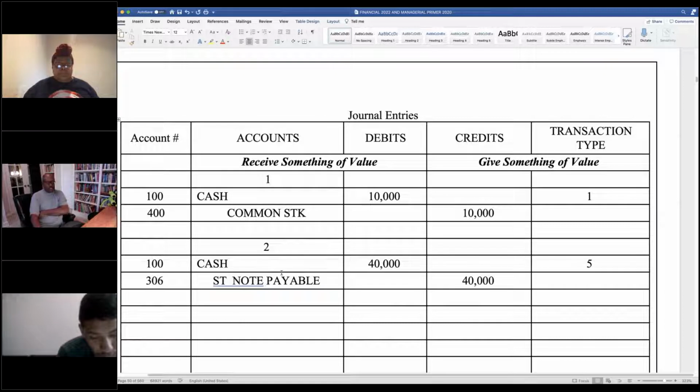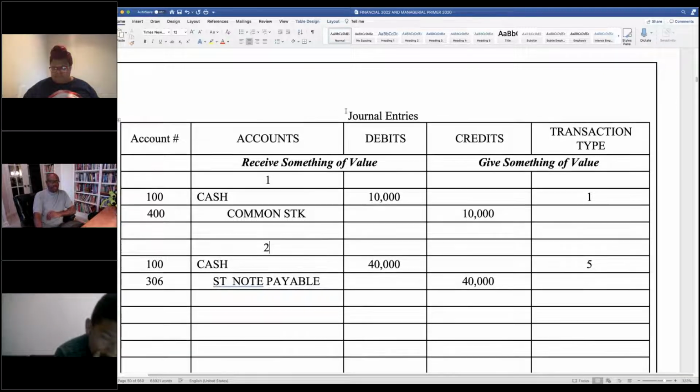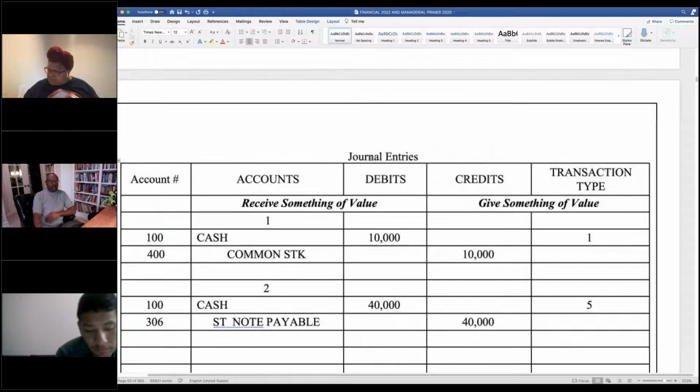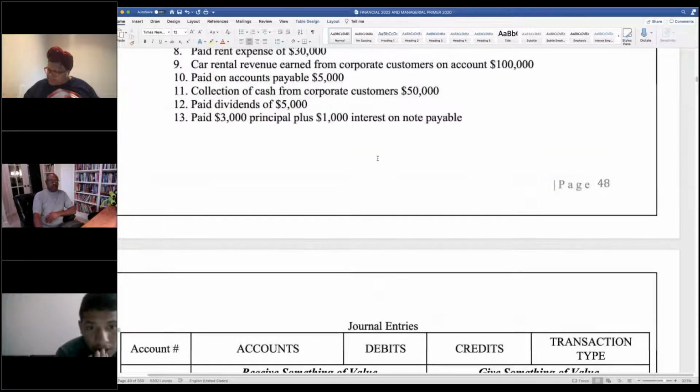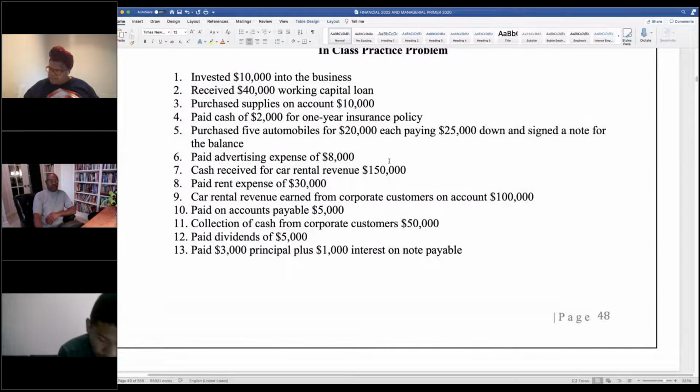This is what you have to be able to do. What I found is that I don't want to get to the midterm and tell you to make some journal entries and do some other things, and you can't make the journal entries. That's why we spend so much time on it. So there's no reason why you can't make journal entries.